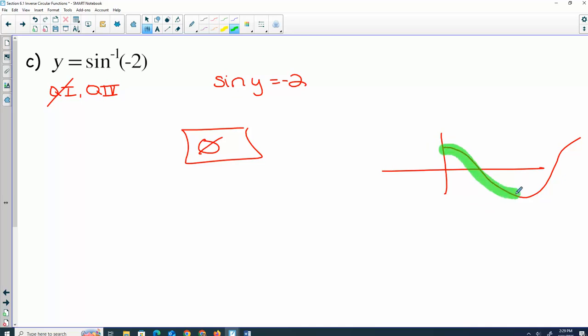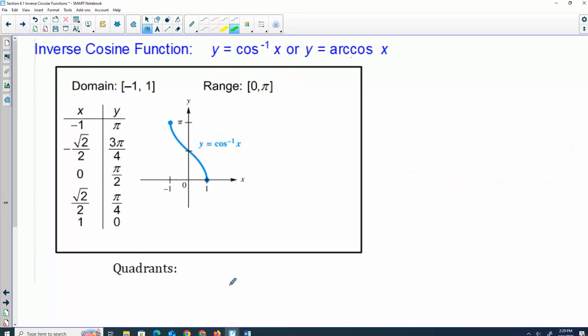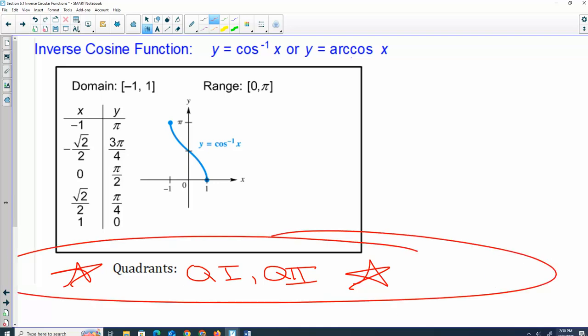1 and 2. That would give me the positives and the negatives. So that's the key on that. Your quadrants, 1 and 2. I put the domain, range, ordered pairs, just to kind of show you how they're related to the normal cosine, but that's not the thing that I really want you to remember. Fill them in on your sheet, but what you need to know is your quadrants. Problems.